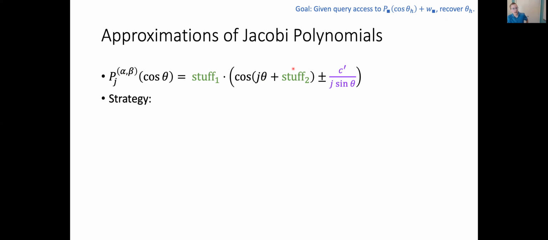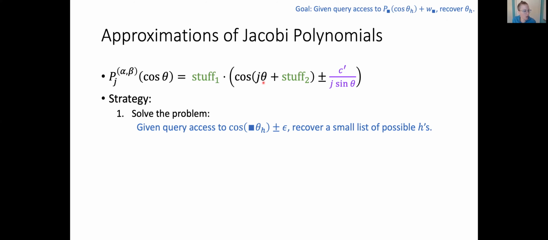So the basic strategy that we follow is to say, first, let's ignore all of this colored stuff that's going on. There's some stuff that I know about here, and there's this little noise term. Let's ignore it. Let's just assume that P sub j of cos theta is equal to cos j theta. If that were the case, this is actually just the same as the Chebyshev polynomial of the first kind.